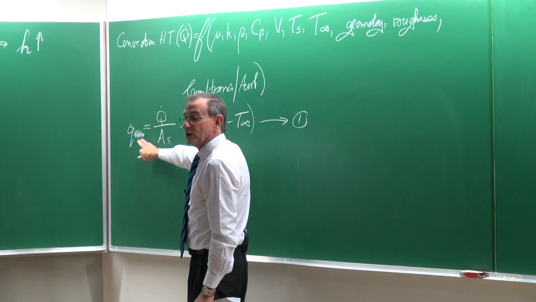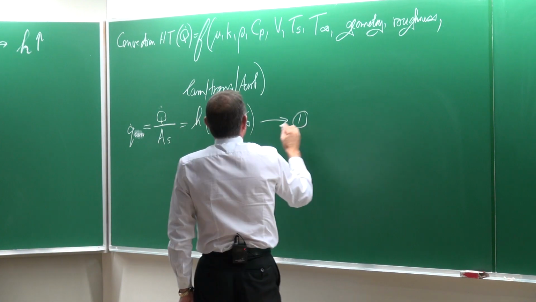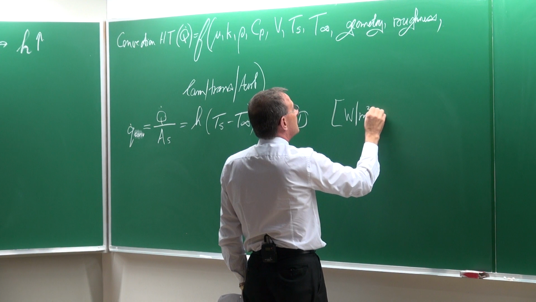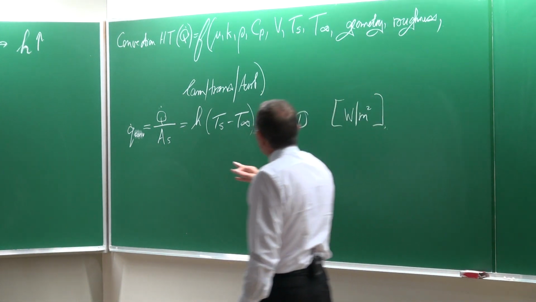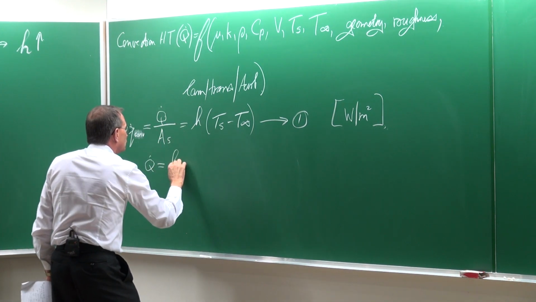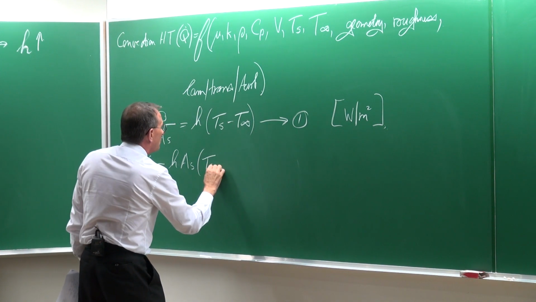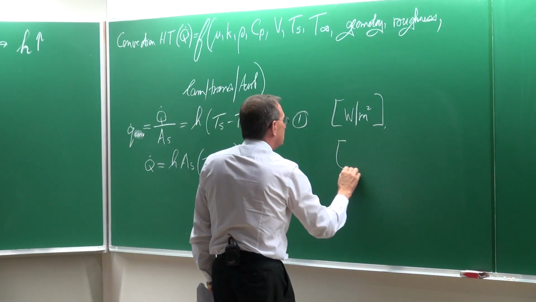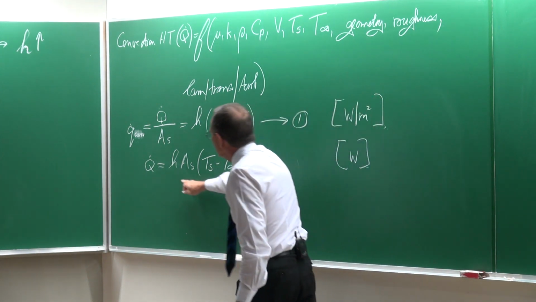So this is what we call the heat flux, and this is the heat transfer rate. So with heat flux, our units is watts per square meter. Of course, you can also write the equation like this. The heat transfer rate is equal to the heat transfer coefficient multiplied by the surface area multiplied by the temperature difference. And then the units of the heat transfer rate would be watts.